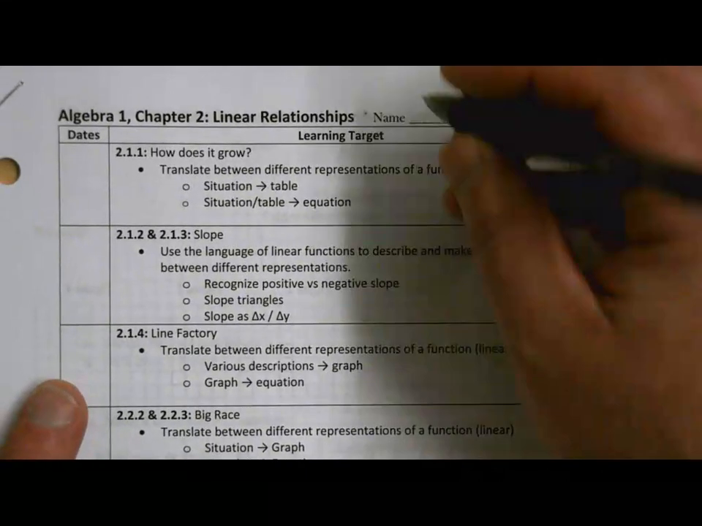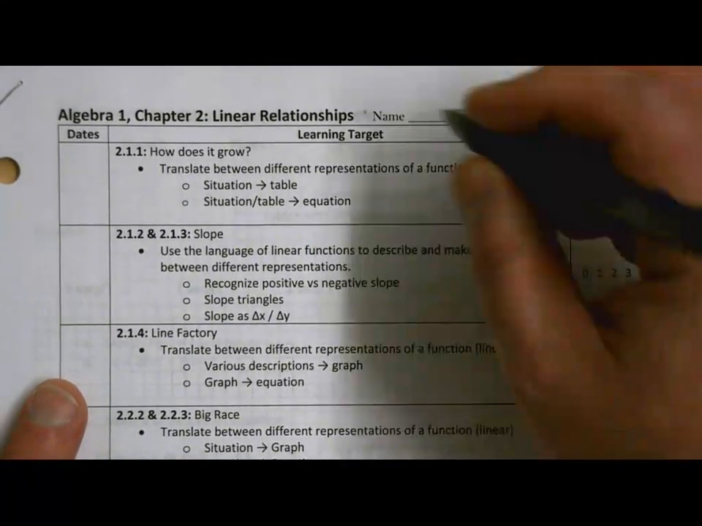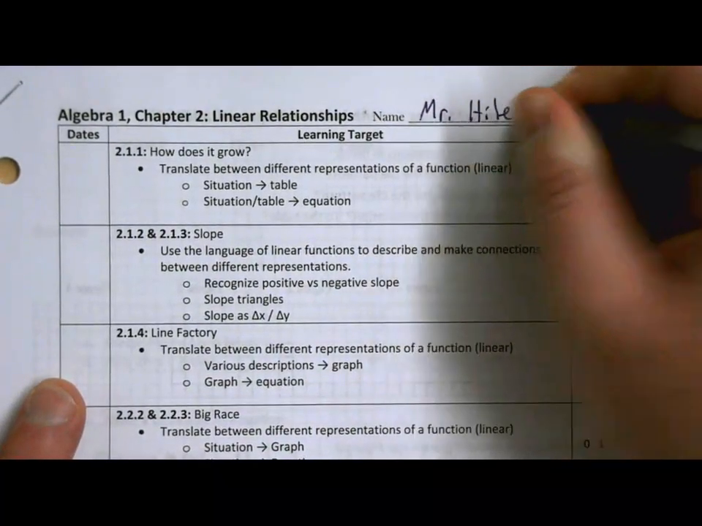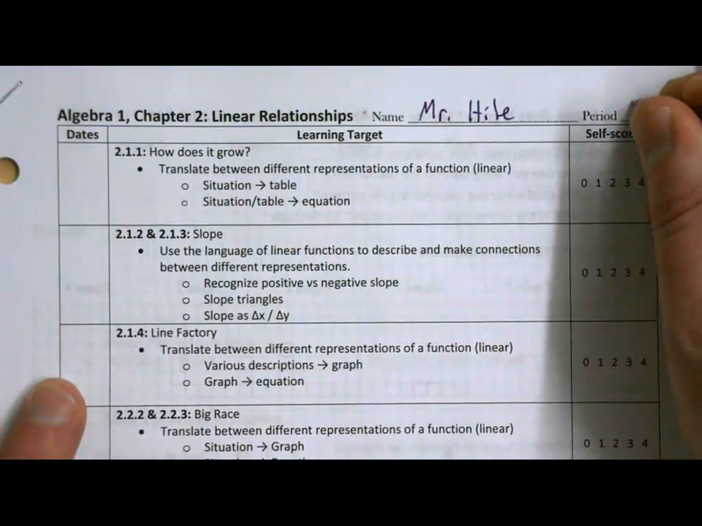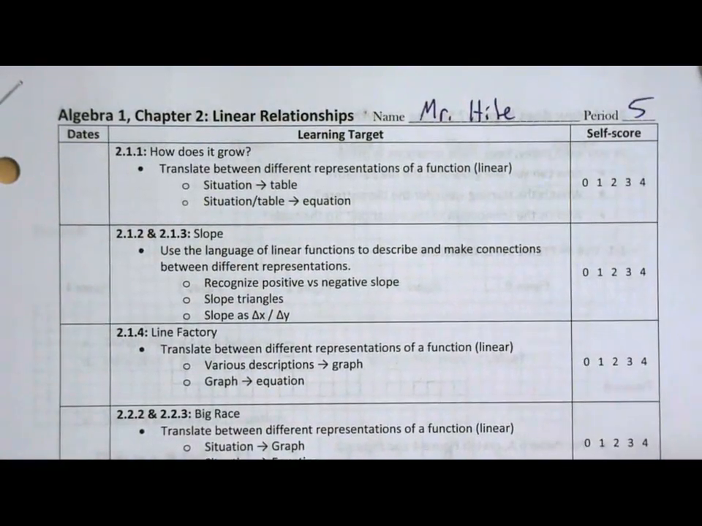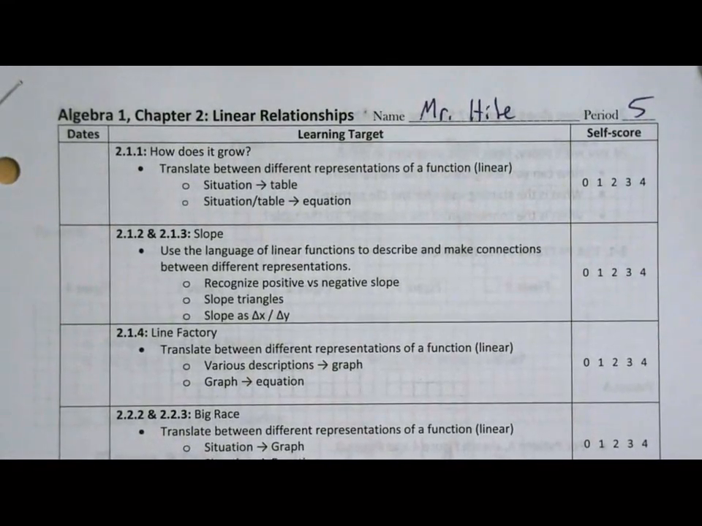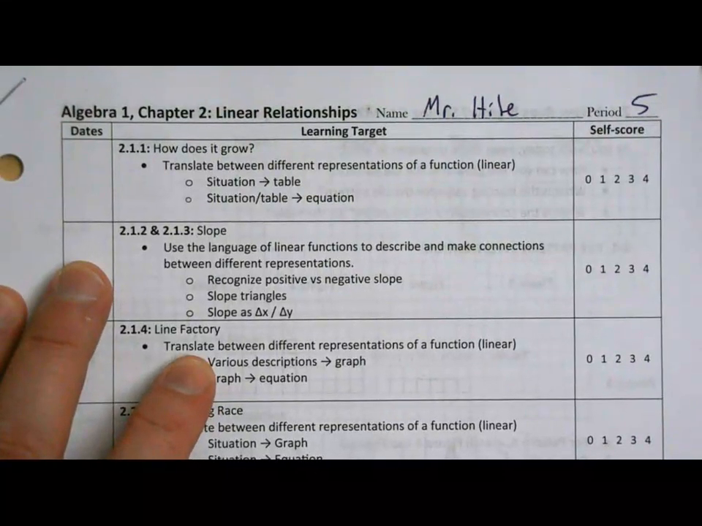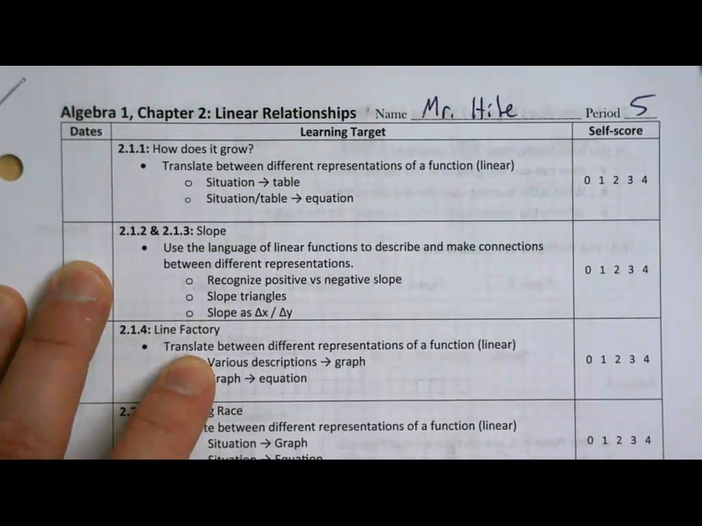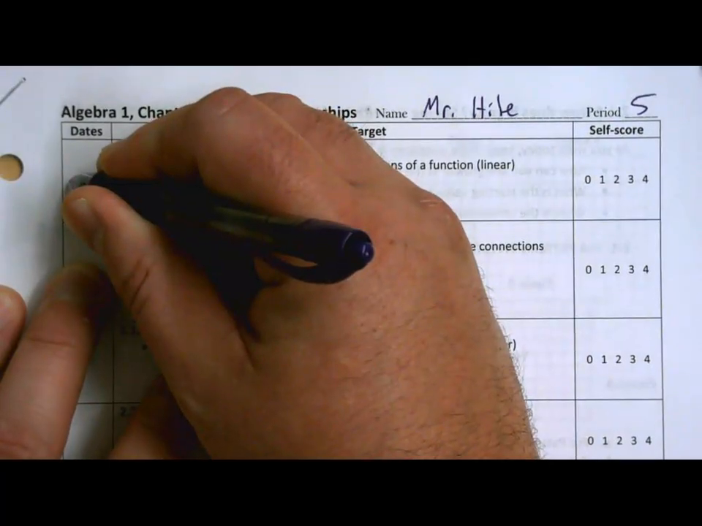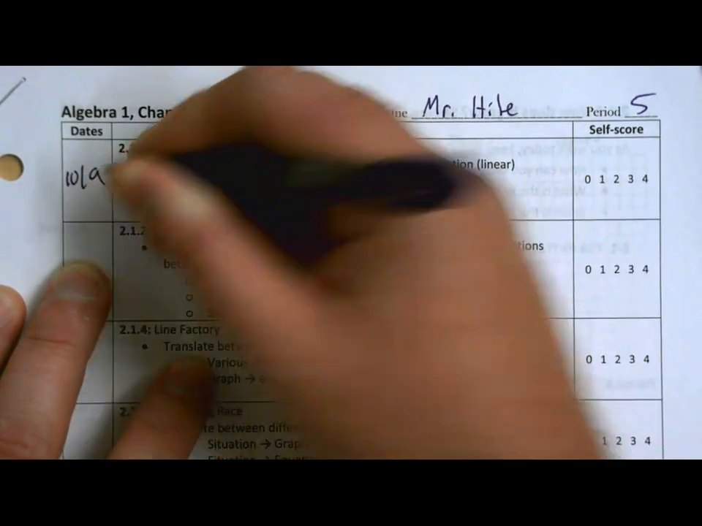Let's make sure we get our first and last name on our packets. Could you guys please write your first and last name? And this is period 5. And today we're going to be tackling just this first lesson here, 2.1.1, and today is the 9th, so we'll go 10-9.